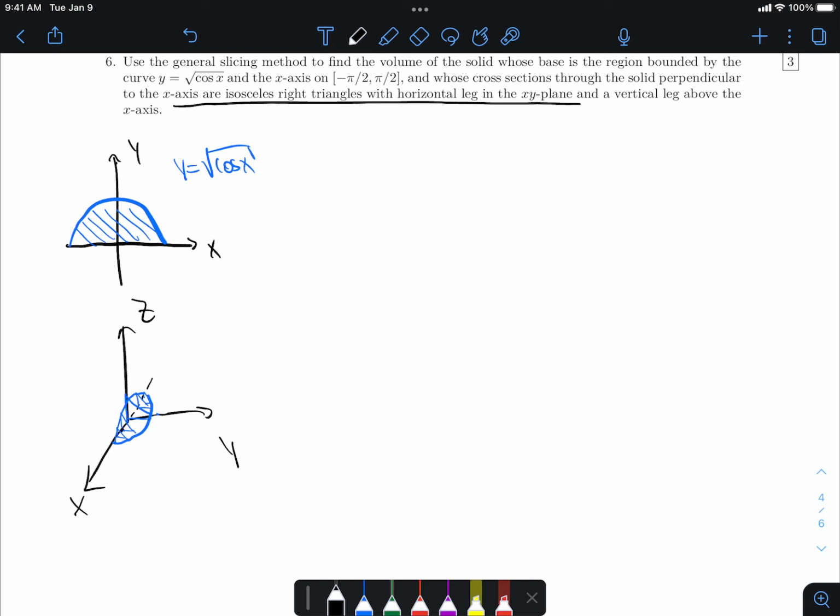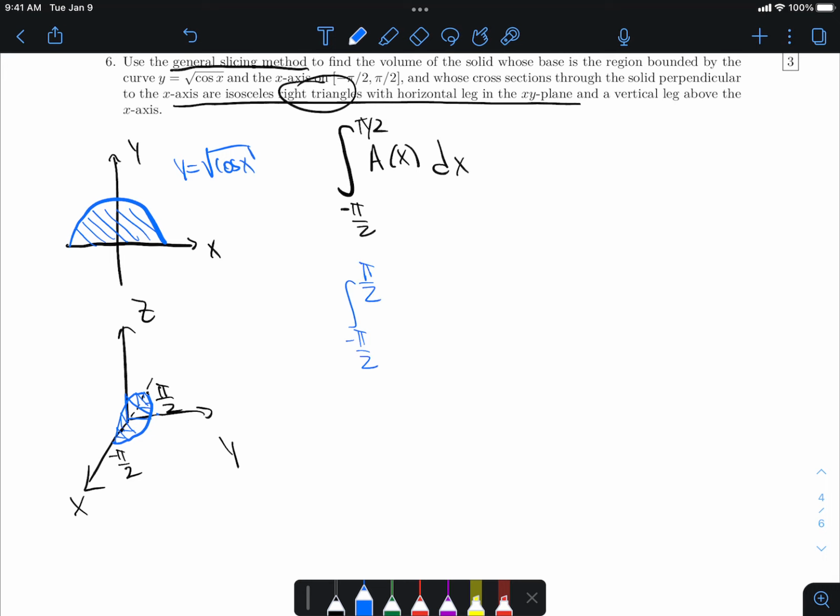And the volume then, from the slicing method, is the area of the cross sections from minus pi over 2 to pi over 2. So that's how the slicing method works. You integrate the area of the cross sections, and the cross sections are these triangles. So we're really integrating areas of triangles, so base times height over 2.